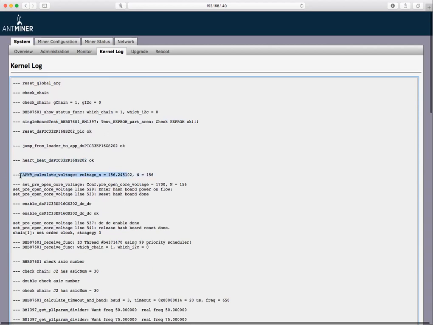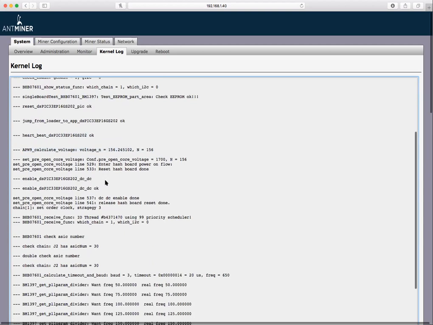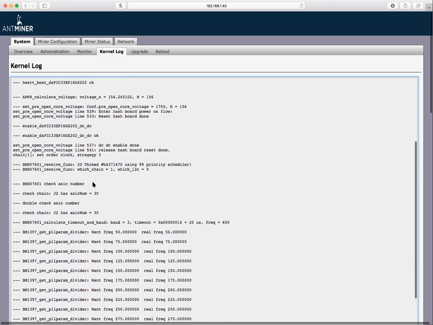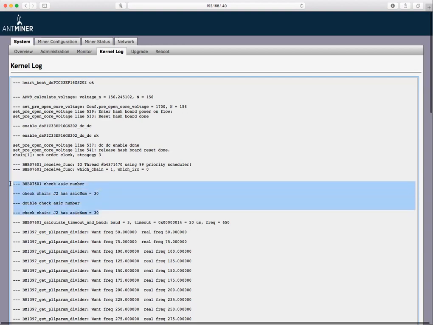And then it's looking at the config file and starting it up. So it's enabling stuff down here, just all the stuff. And then it gets down to the first test, and it says check ASIC number. It looks like it checks twice actually, to make sure that it has 30 chips. Now, if we would have had that config flag, only check ASIC number, it would have stopped here.